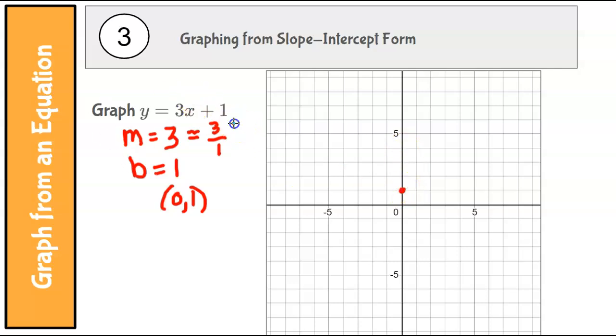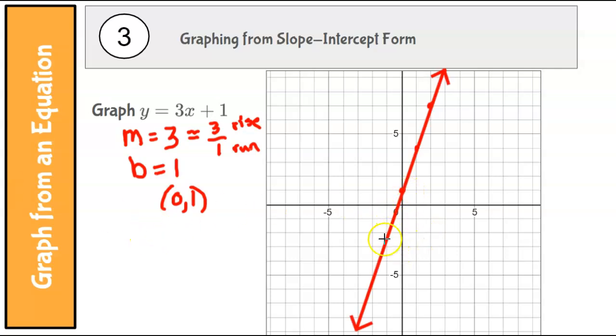Oops, I want to do my run first. It doesn't really matter, but I try to stay consistent. So I'm going to run 1 and rise 3. Run 1, rise 3. And now you can see how steep my line is, and then I'm going to use my straight line tool to create a straight line with arrows at the ends. And there you have it.